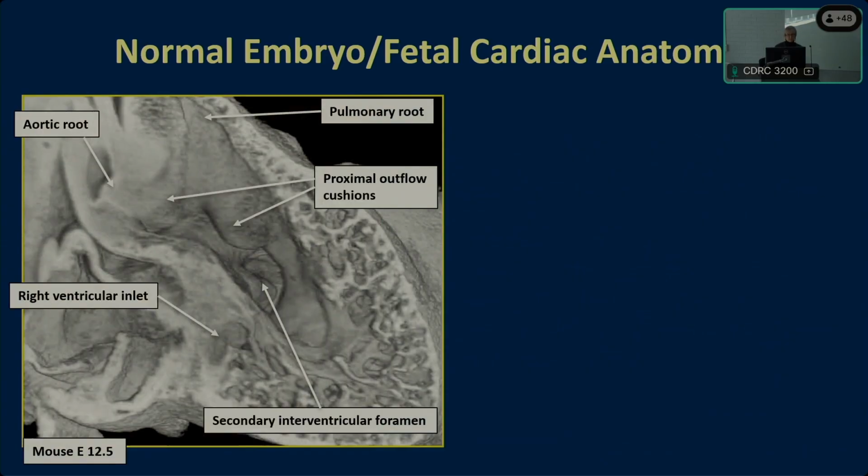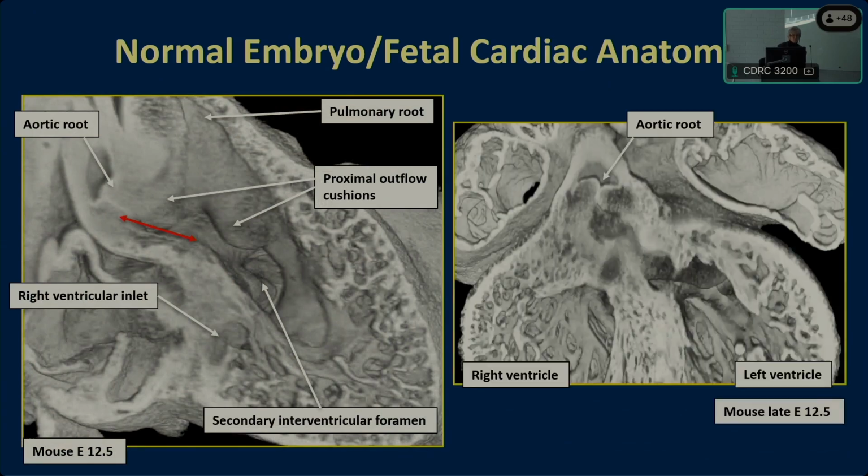So this is a similar slide to what Professor Anderson showed you earlier. And this is just talking about what I just showed in the gross slide of the embryo. You can see the aorta still maintains its attachment with the right ventricle, and you can see the proximal outflow cushions beginning to form the subpulmonary infundibulum and wall off the aorta as they muscularize. You can see that secondary interventricular communication as well.